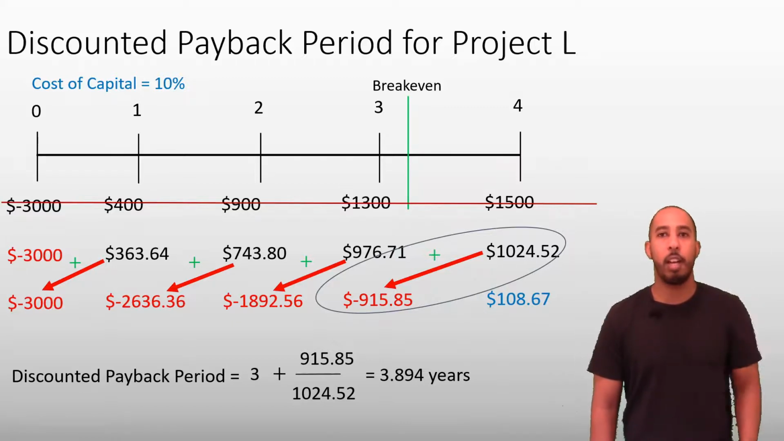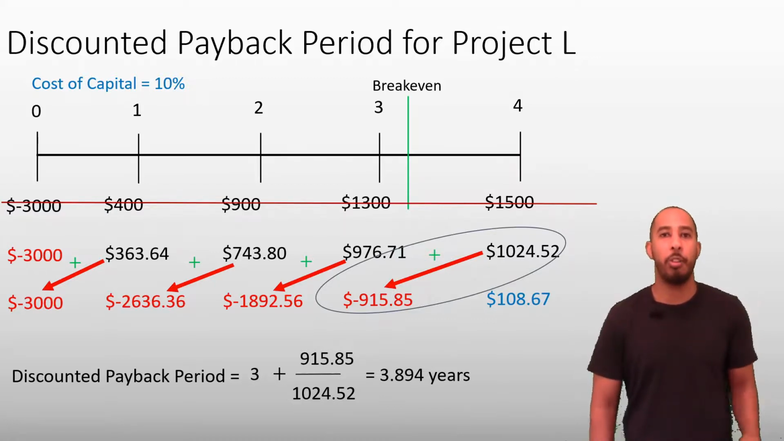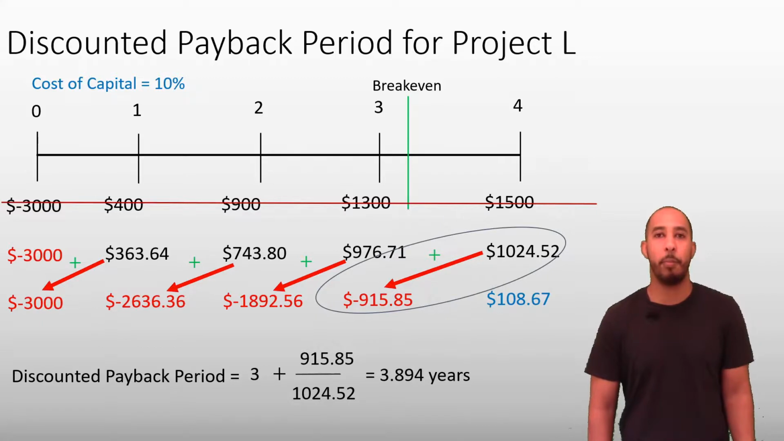Management will specify a cutoff point. Let's say, for example, that cutoff point is 3 years. If that's the case, we would have to reject both of these projects because the discounted payback for both is greater than the 3 years that management specifies.